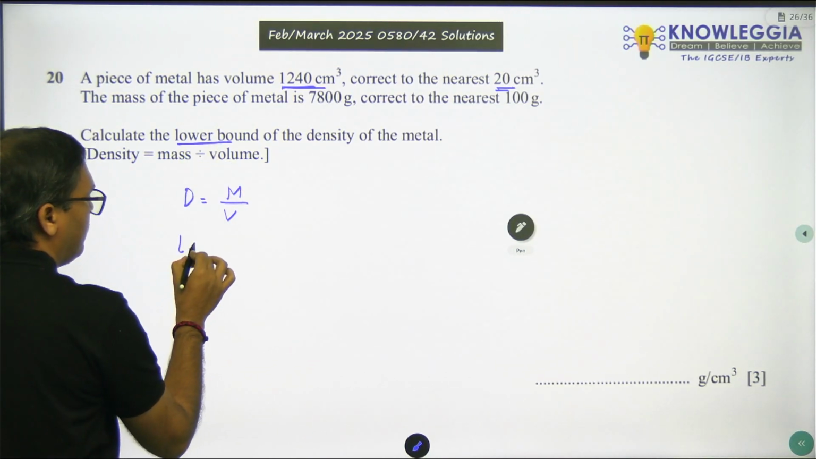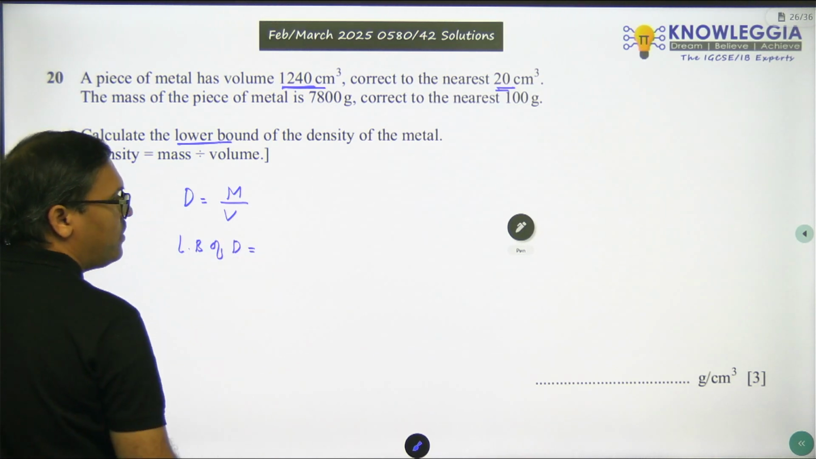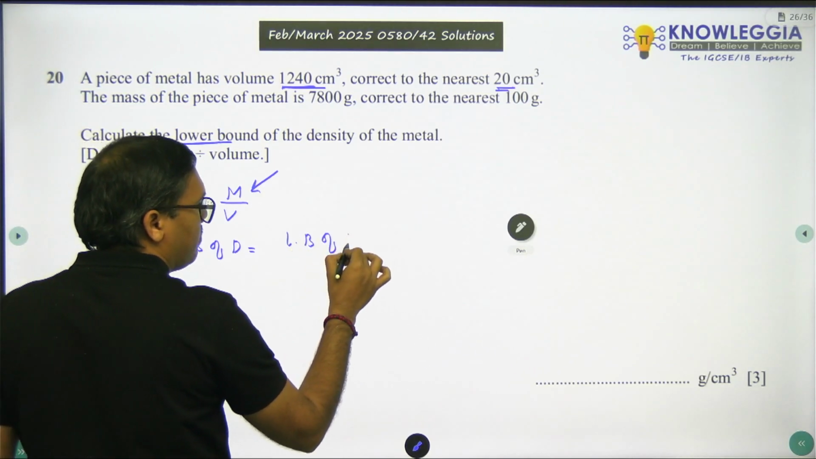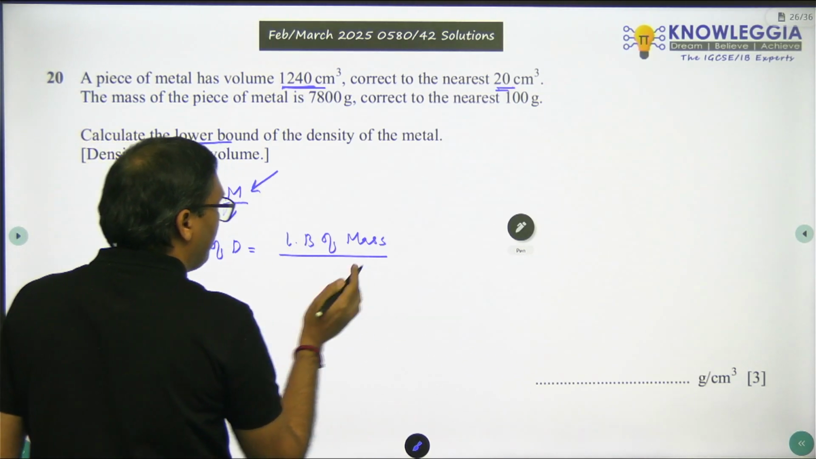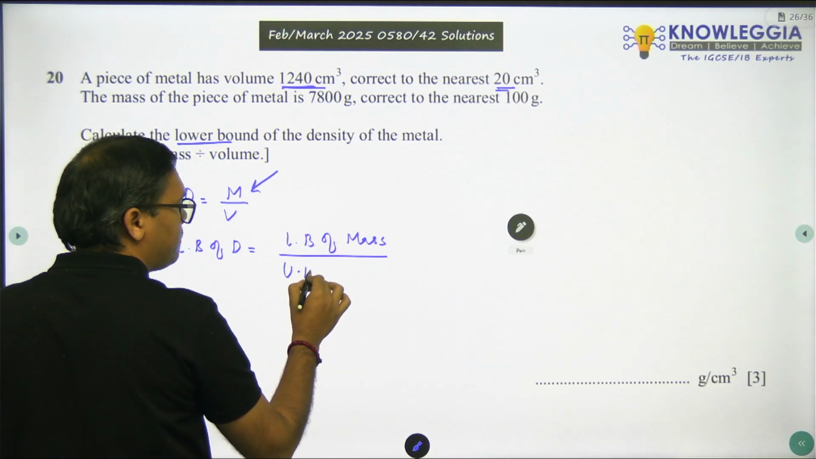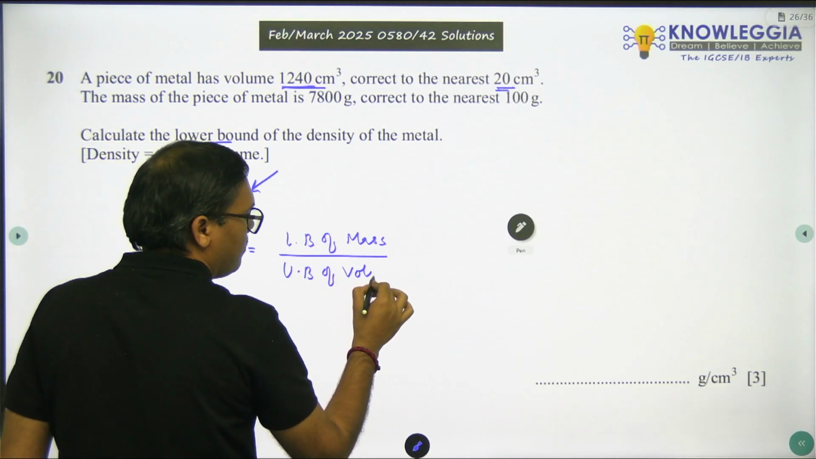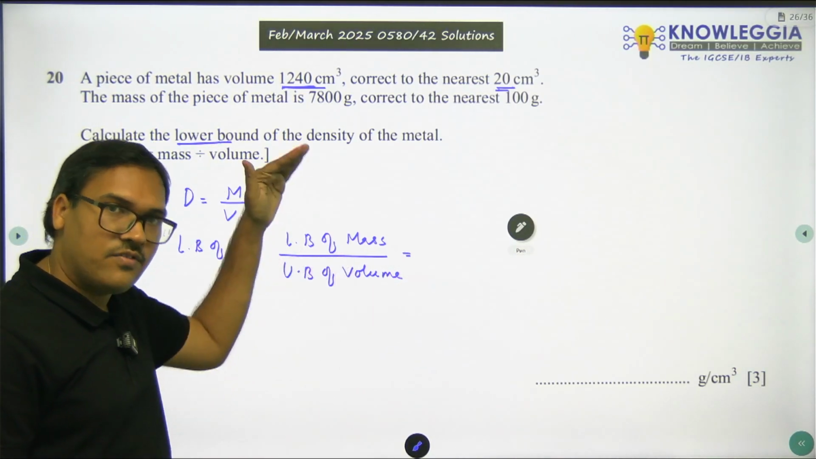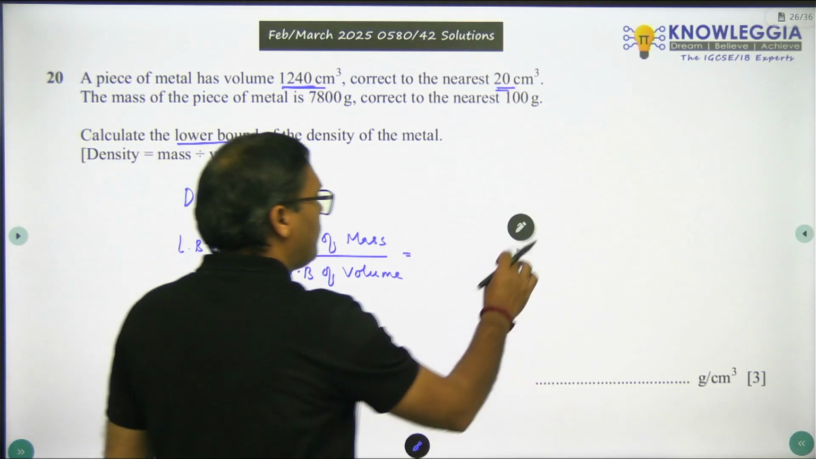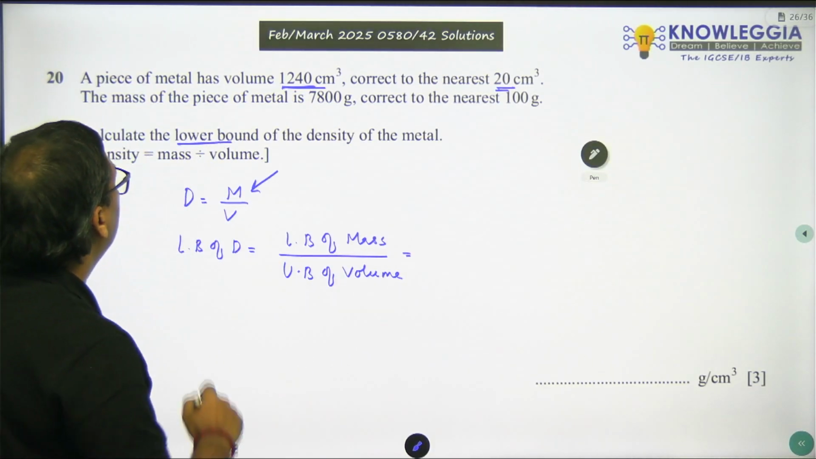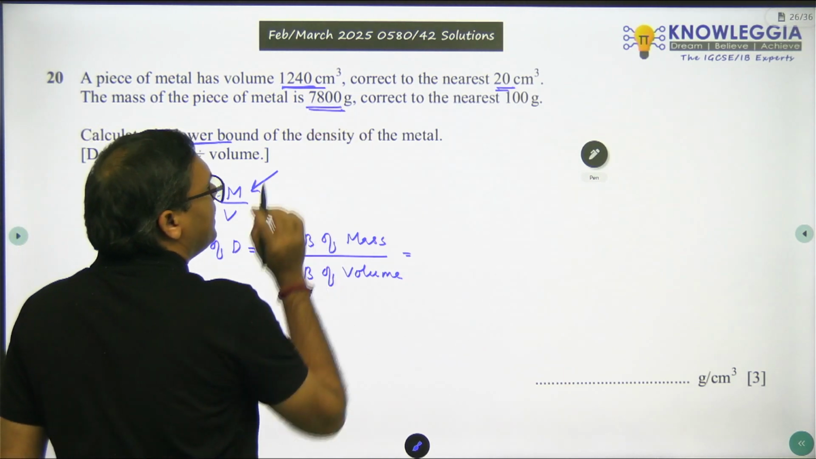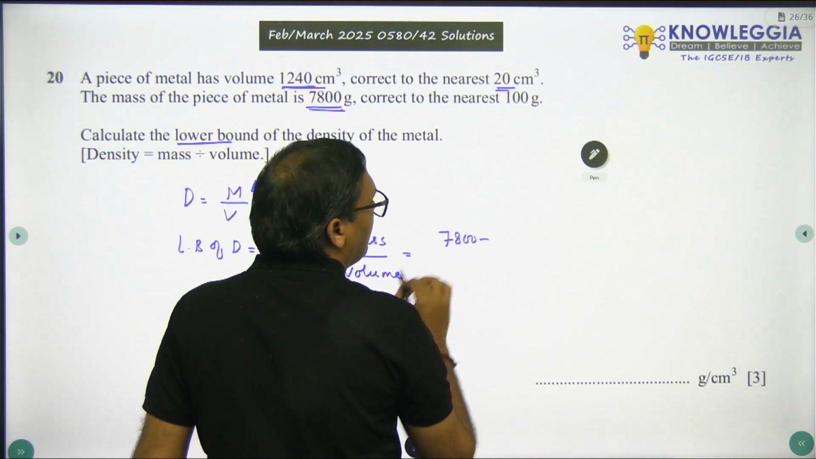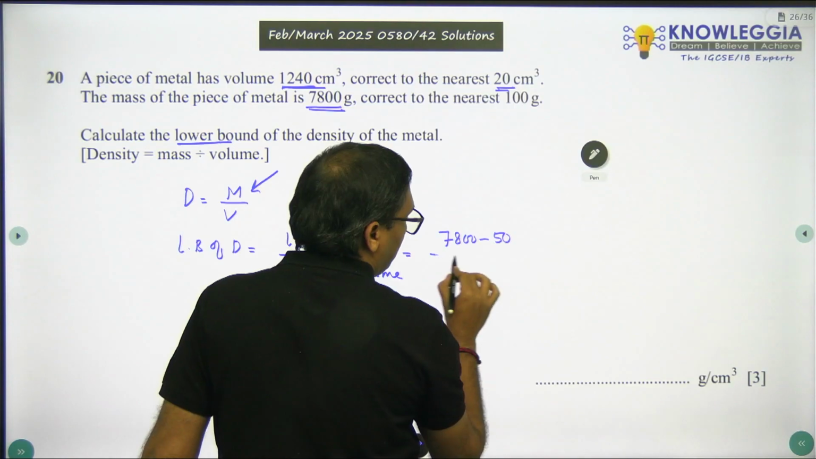What is density? Density is equal to mass upon volume. Now they're asking you to write the lower bound. So the lower bound of density will be equal to the lower bound of mass divided by the higher value, that is the upper bound of the denominator, which is volume. Right? Because if you divide by a larger number, the value will become smaller. That is the lower bound. So what is the lower bound of mass? Mass is 7,800, correct to the nearest 100. Now we have to find the lower bound, so this will be 7,800 minus 50, that is 100 by 2.